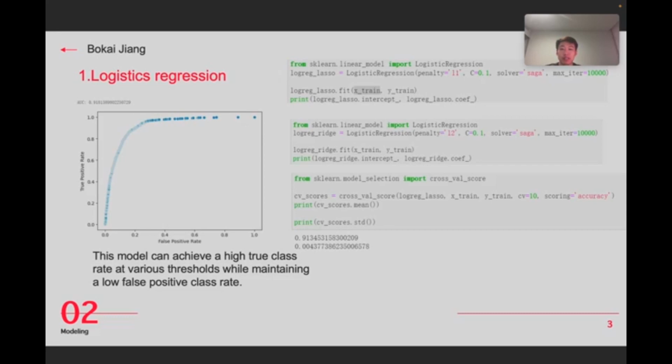From the picture, we can see that the ROC curve is located in the upper left corner, which means that the model can achieve a high true positive rate at various thresholds while maintaining a low false positive rate. Lastly, regression models using lasso and ridge methods were performed to compare the difference, and cross validation was performed. The average CV score is 0.91 and the standard deviation is 0.0044.